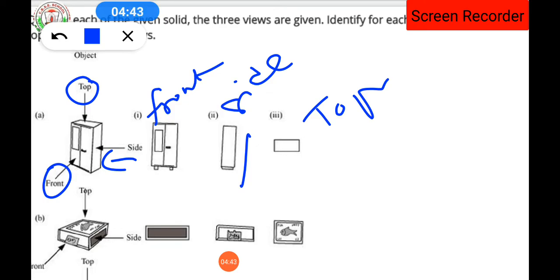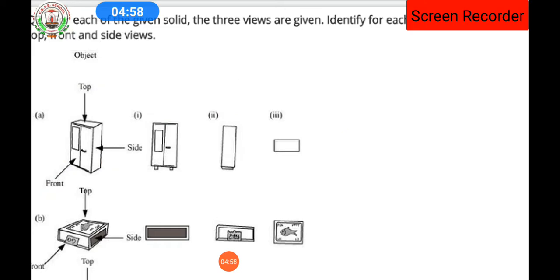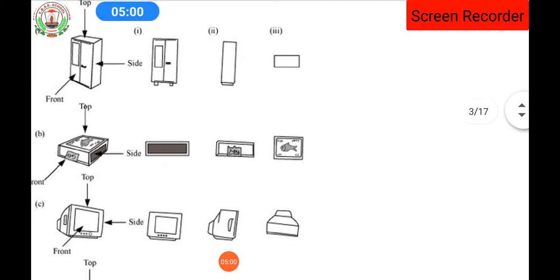So here what is said is: identify for each of the solids the corresponding top view, front view and side view. So you have to identify which one is its top view, which one will be the side view and which one will be the front view. Okay, मतलब आपको आइडेंटिफाई करके आपको आंसर बताना है.